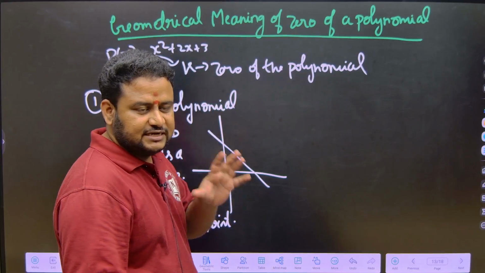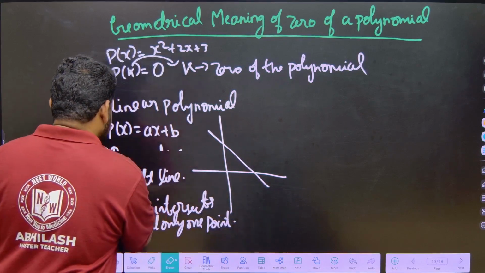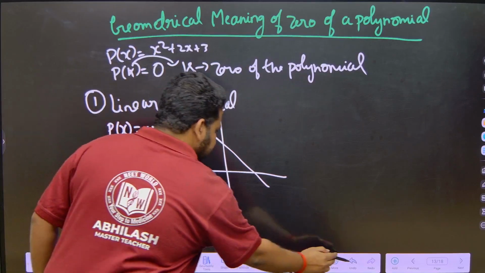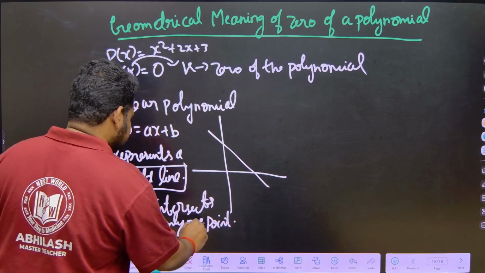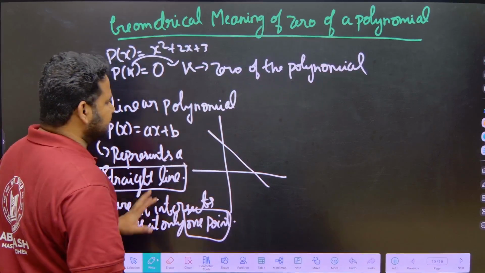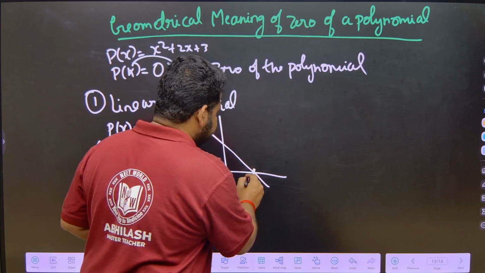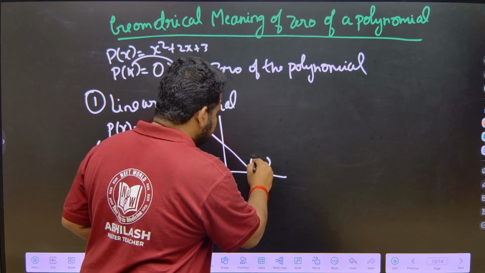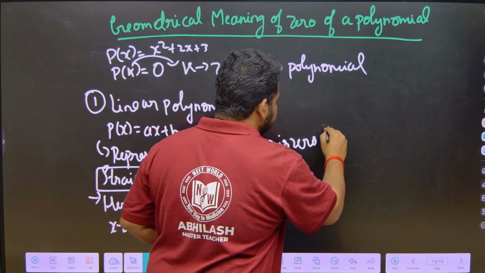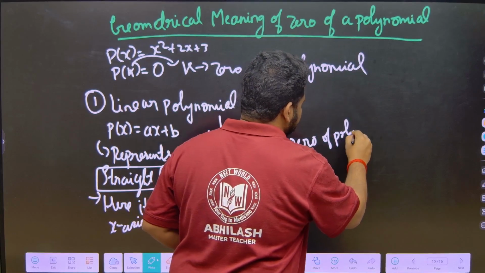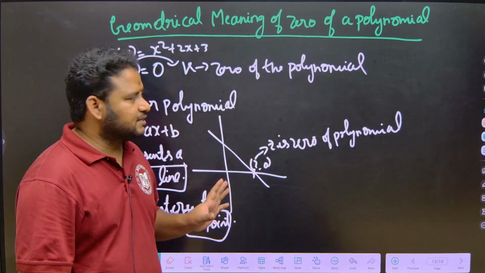We understood that it intersects at exactly one point, and it is a straight line. The graph is a straight line, and it intersects at exactly one point. So that means, how many zeros does it have? Only one zero at this point, whatever the point we get. Suppose we get it here as (2, 0). Here 2 is the zero of the linear polynomial. Okay, that's it. Clear? This is about linear polynomial.